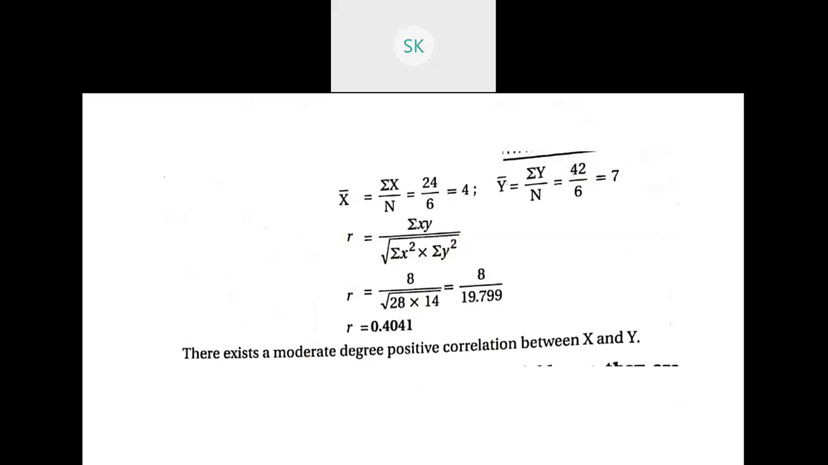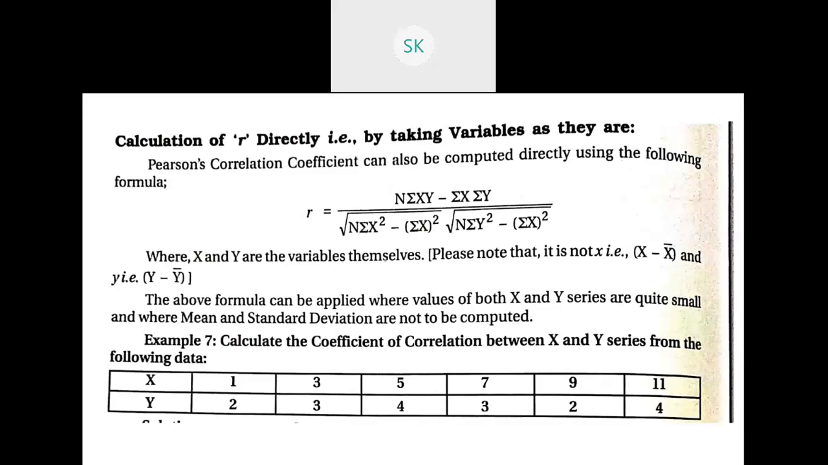Now the next concept is the same calculation of correlation, only in a little different method. Here we will be calculating r directly. Until the previous problem we were finding deviations, if you remember. We were finding x minus x bar, y minus y bar. Now in this method, we are taking directly the values given in the question, that is x and y. Let us see how to solve the problems if you take x and y directly.